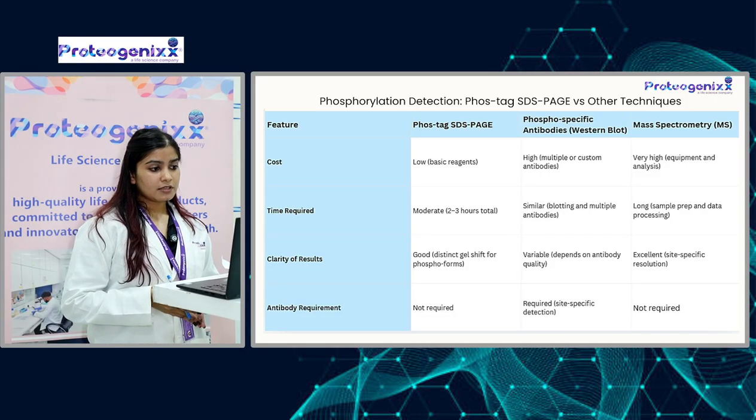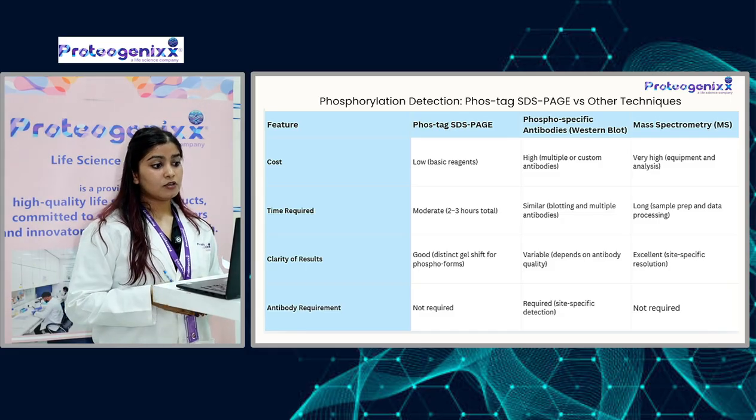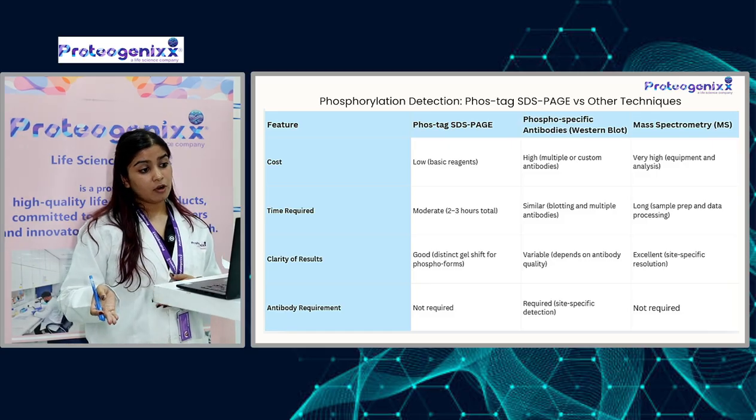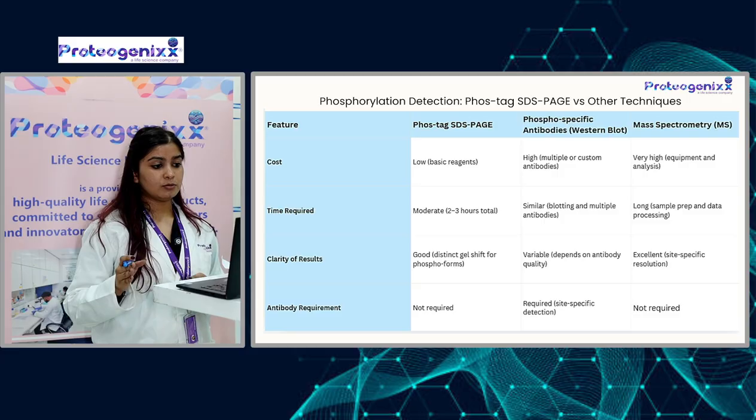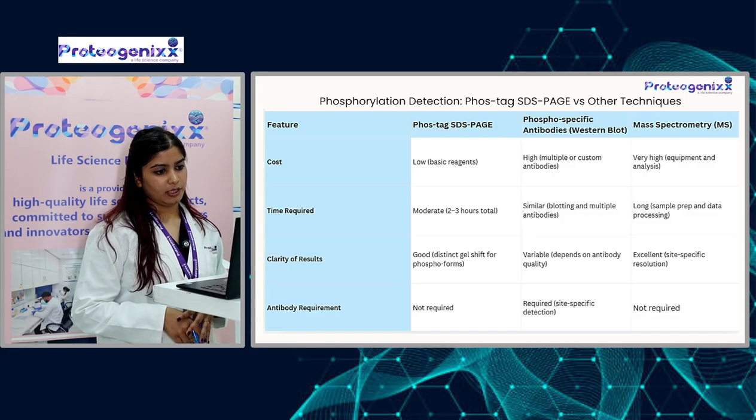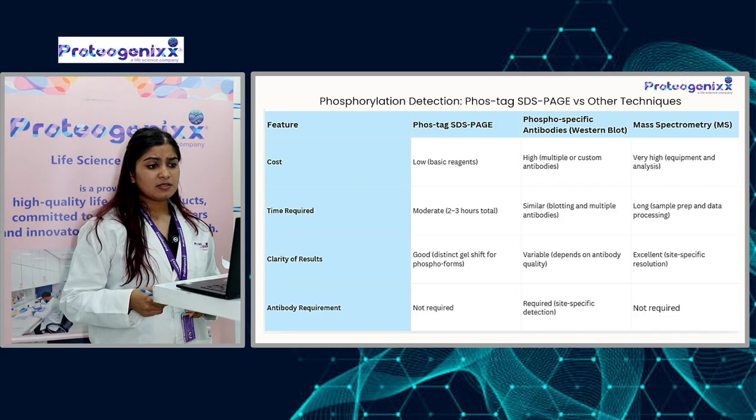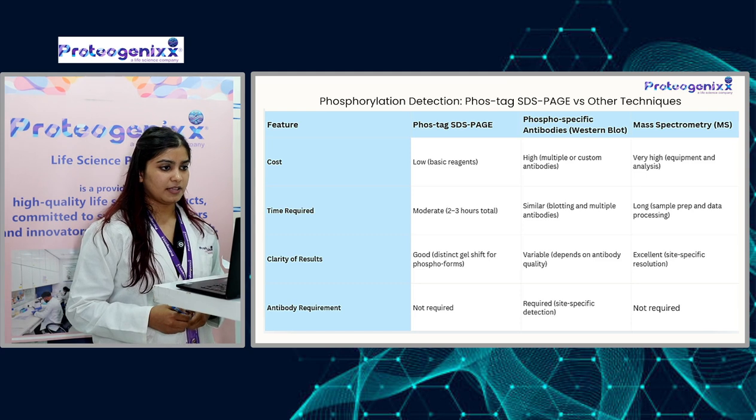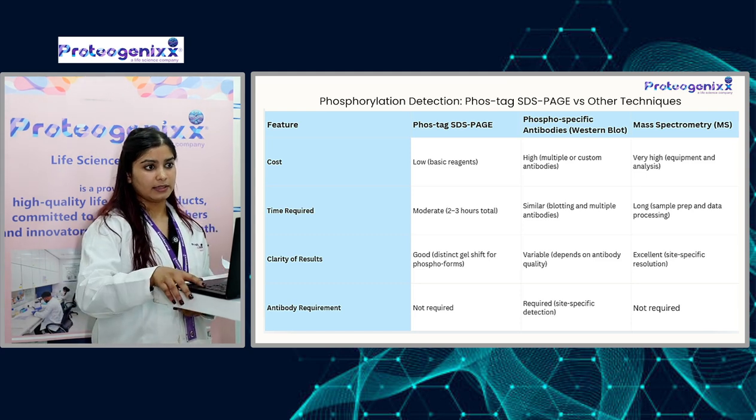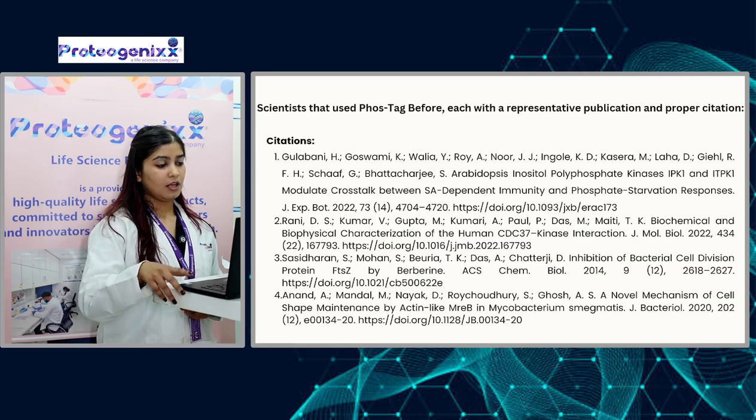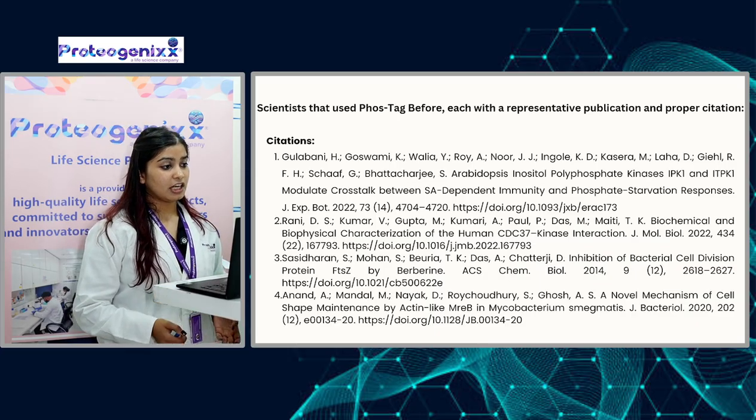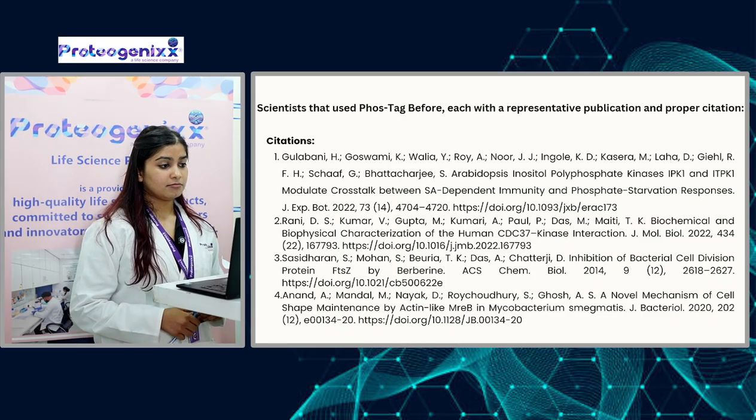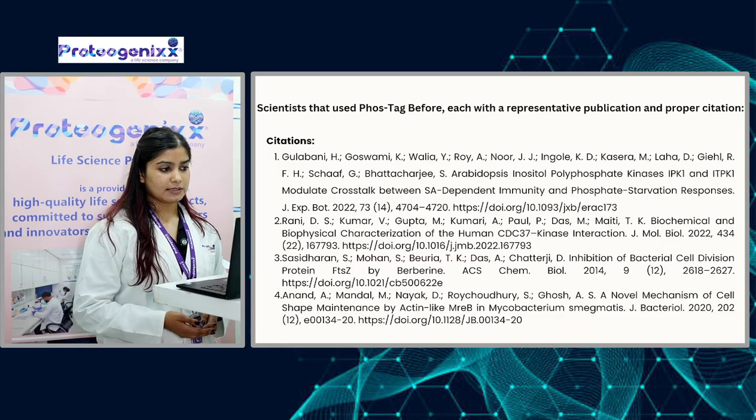Other than that, as for clarity of result, FOSTAG SDS-PAGE gives very good distinct band shifts. When you are doing Western blotting, it gives variable results which depend on the quality of your antibody. And when we are talking about mass spectrometry, it gives excellent site-specific resolution, but you know that it is very expensive because of the advanced equipment that we use in that. So these are some citations from renowned scientists who have successfully used FOSTAG, and there are other scientists also who are not listed here.